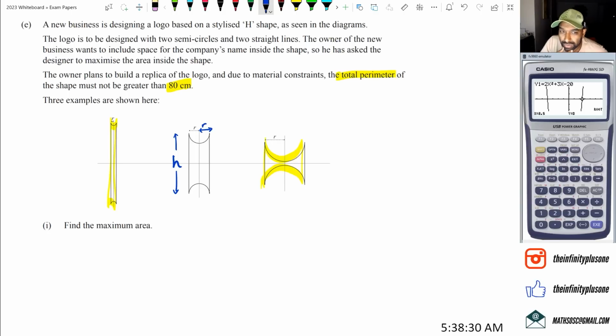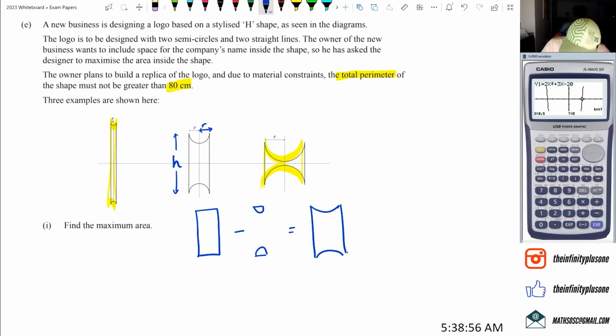If you look at it, I've actually got a rectangle and 2 semicircles that I've got to take away. So I'm going to write this rectangle minus the 2 semicircles. There's a semicircle at the top and a semicircle at the bottom, equals kind of like this shape. I hope that makes sense. The dimensions of the rectangle are h and 2r, and the circle is going to be half pi r squared, and then another half pi r squared at the bottom.